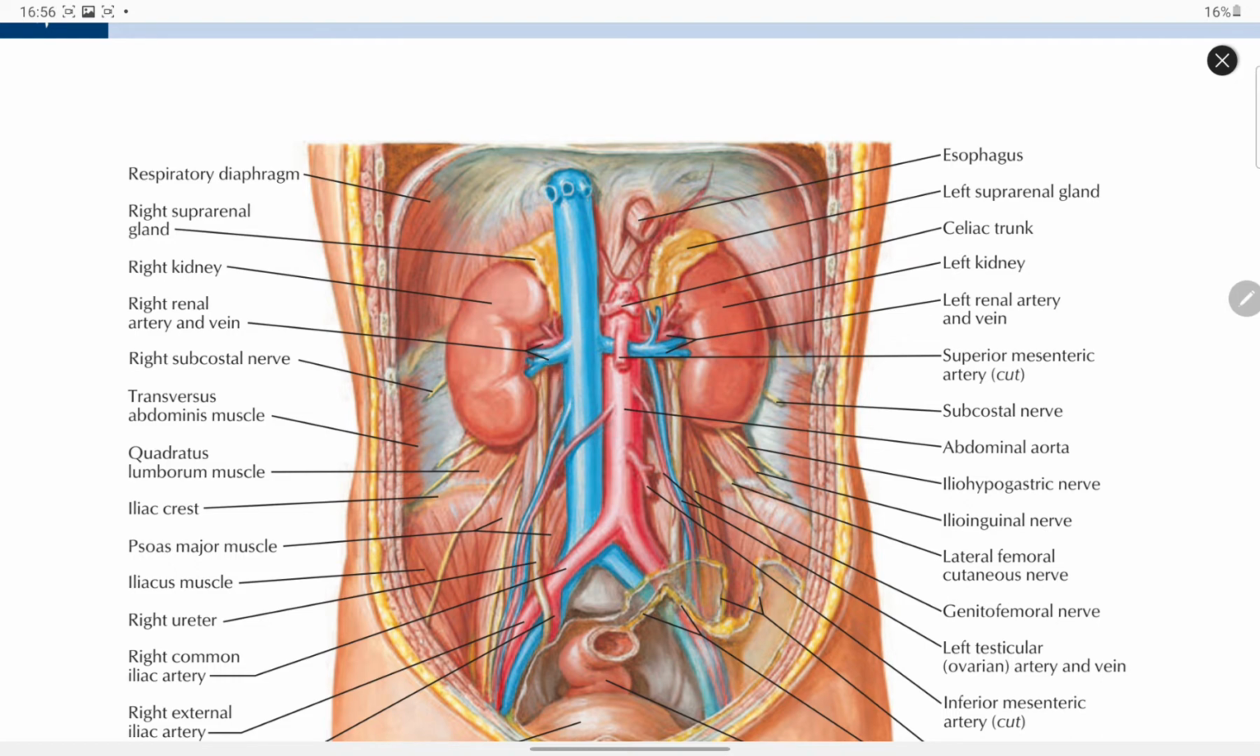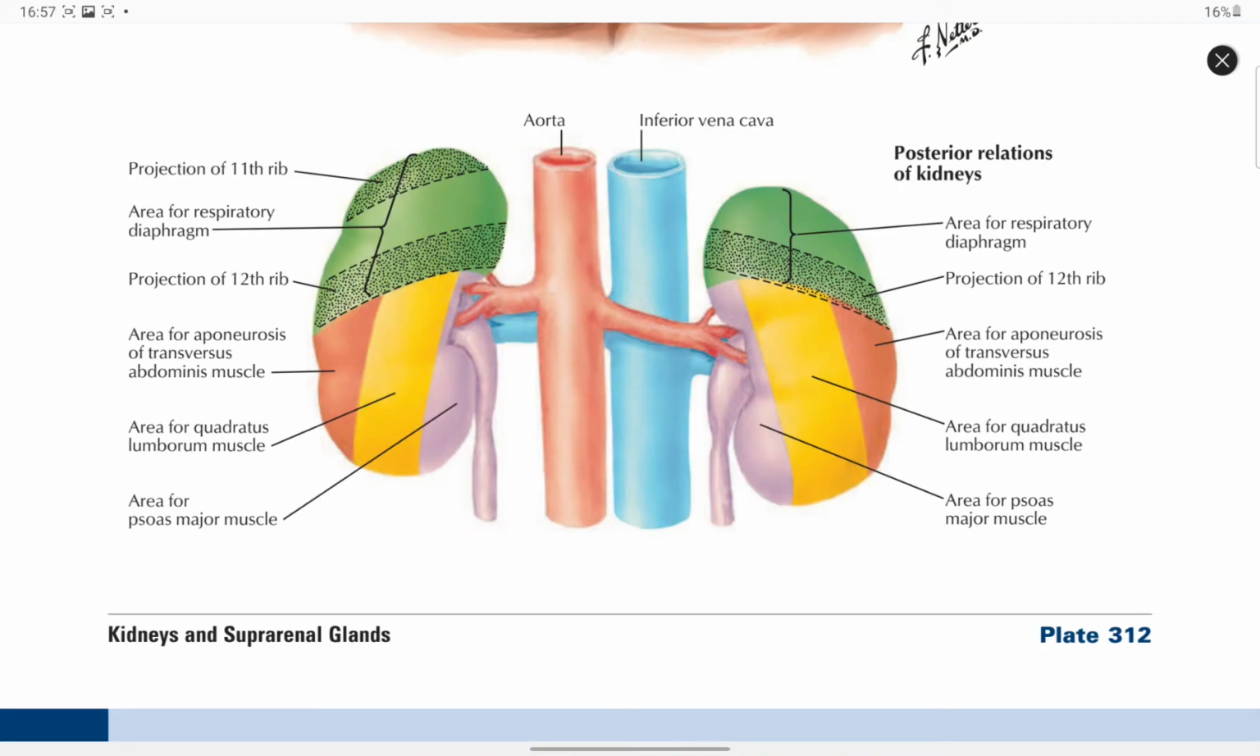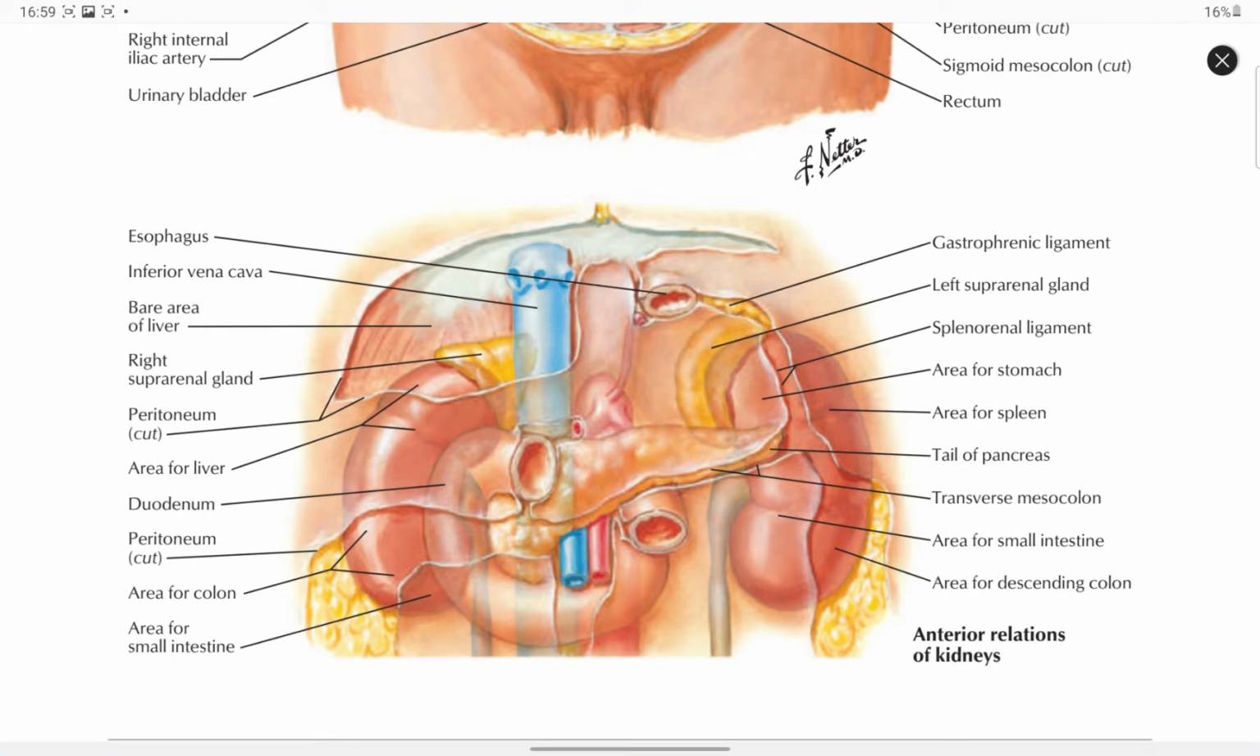Now, on the posterior side we have the diaphragm, the psoas major muscle, the quadratus lumborum muscle and the transversus abdominis muscle. Then there is a medial arcuate ligament and a lateral arcuate ligament. Then there are the subcostal vessels. So this is the posterior relation.